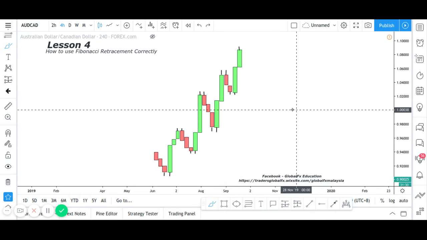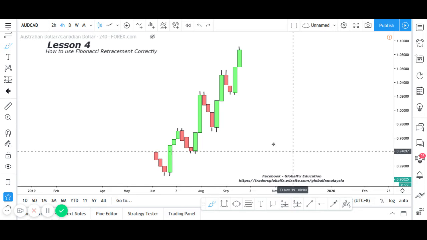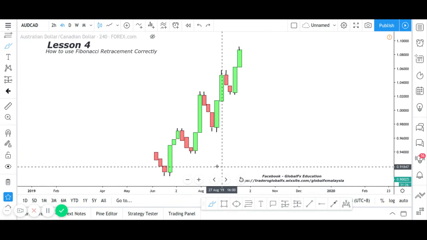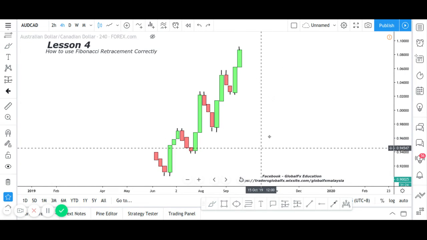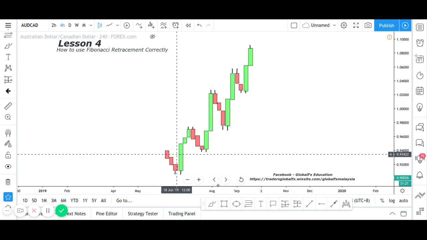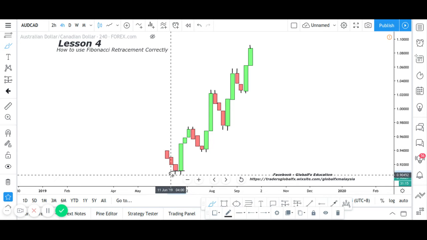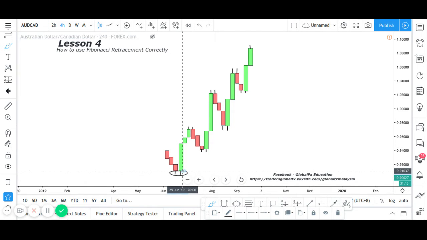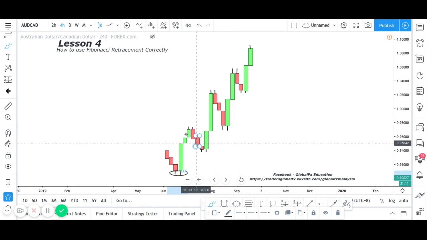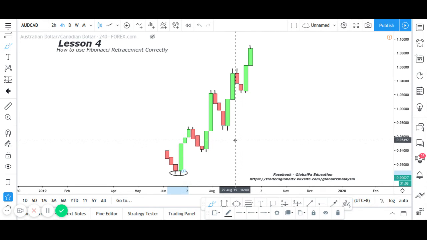Now, in order for us to find our Fibonacci levels, and how to trade these Fibonacci levels correctly and basically profit off the Fibonacci retracement tool, is by using the lowest low of the move to the upside so that we can basically get our levels in the market.